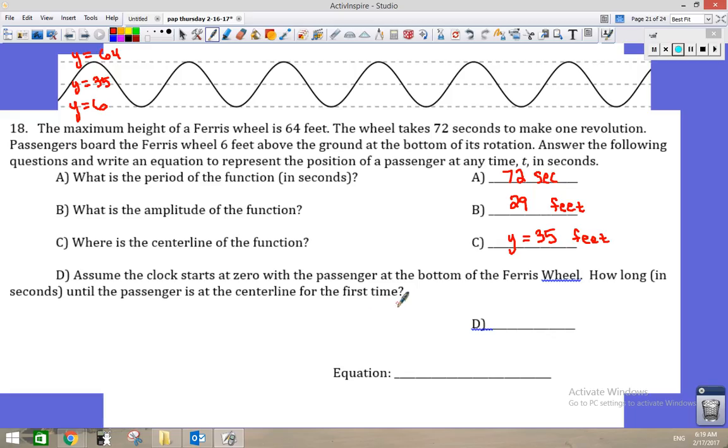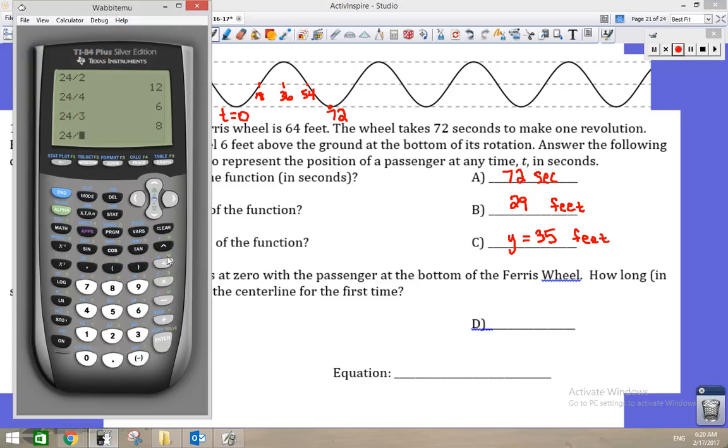And it says assume that the clock starts at 0. So at time t equals 0, you're at the bottom of the Ferris wheel. So then the next time that you're at the bottom, that is 72. Half of 72 is 36. Half of 36 is 18. So if we add 18 to that, is that 54? I should check this because I'm not that great at mental arithmetic.